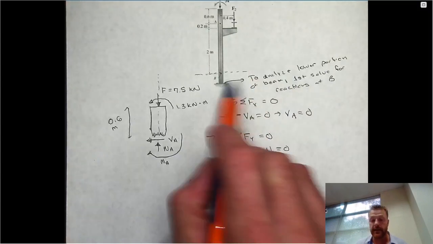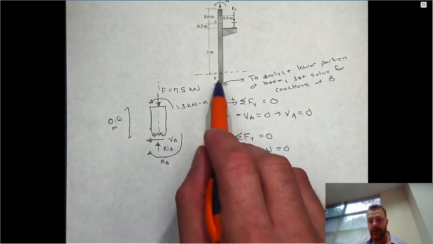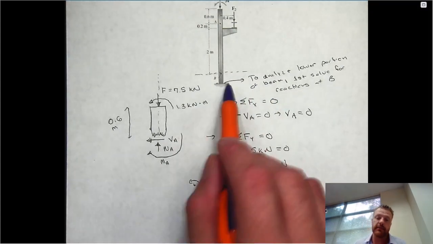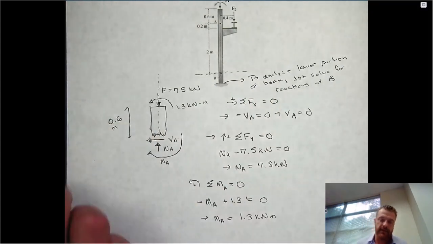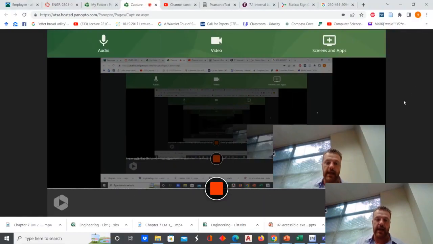So there will be three unknowns associated with the reactions at point B, which is why if you just draw a free body diagram of this lower section of the column, you won't be able to solve for the internal forces directly because you'll have a statically determinate system with 6 unknowns and only 3 equations.